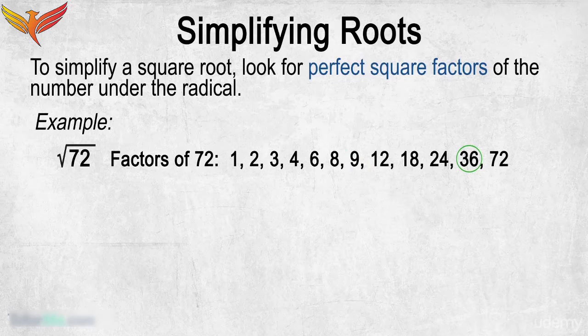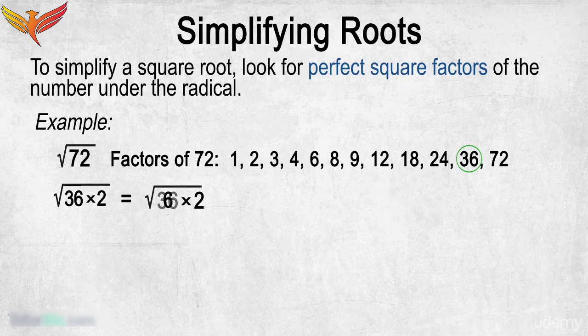So now we can rewrite the square root of 72 as the square root of 36 times 2. We know that 36 is a perfect square, so that allows us to pull out a 6, leaving us with 6 root 2. Let's try another.